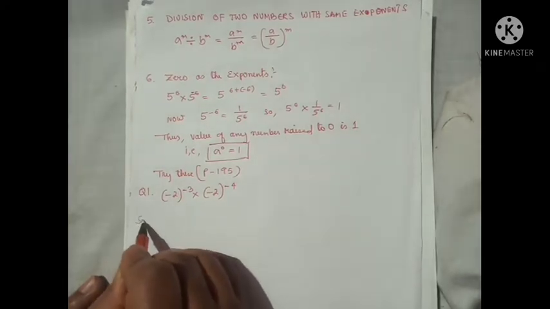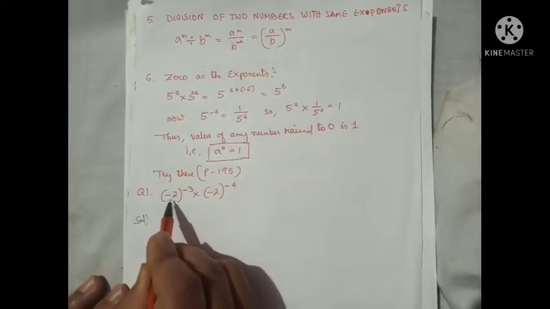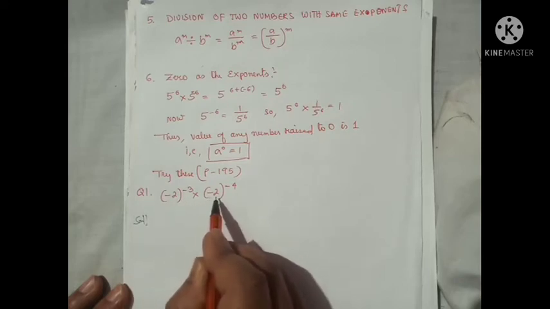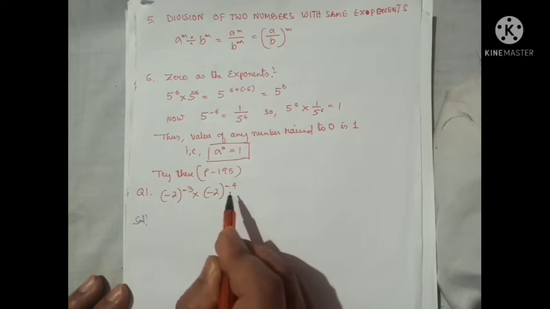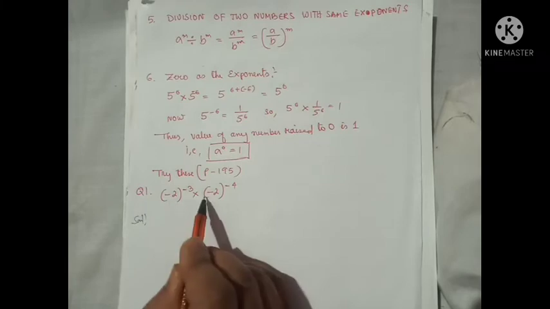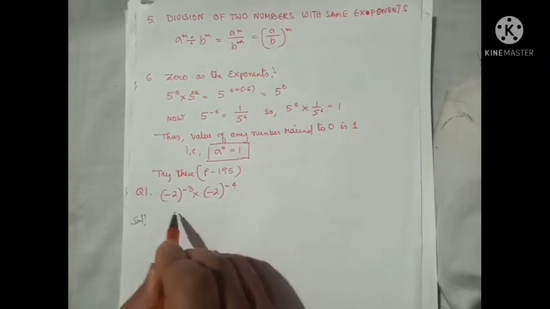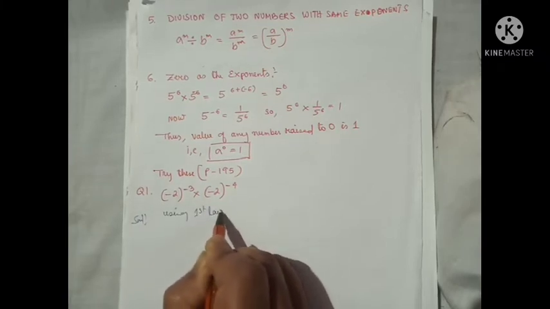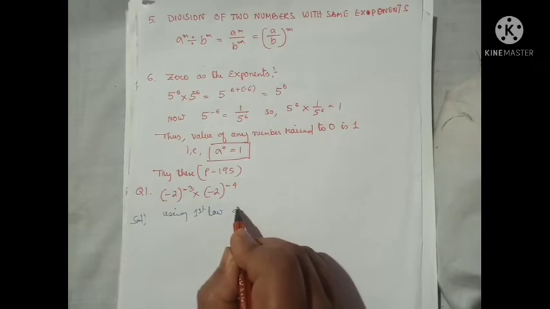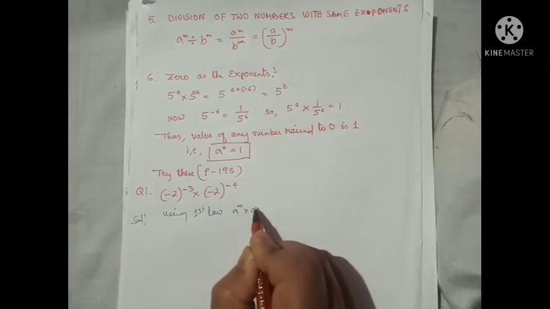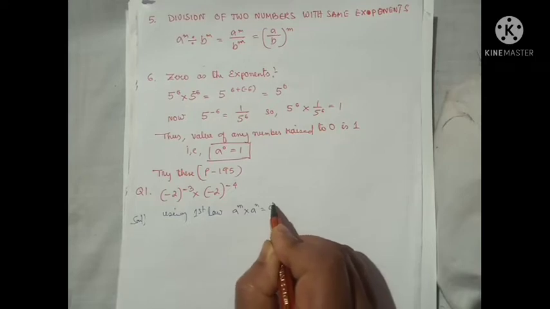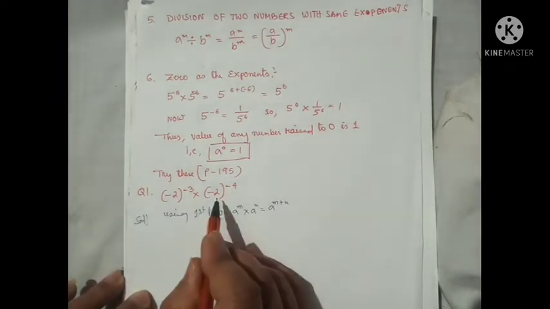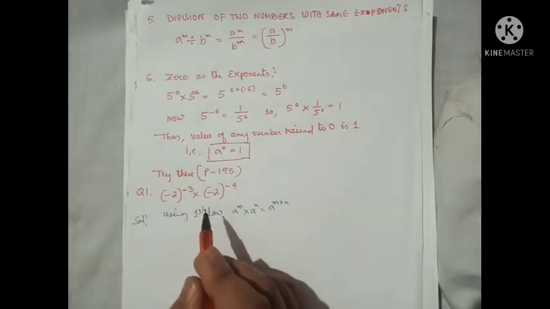Let's see. Let's calculate this. Here, minus 2 to the power minus 3 into minus 2 to the power minus 4. Here in this case we can see that the same base is there. So if the same base is there, we have to use the first law. First law: if the bases are equal, a to the power m into a to the power n, then what is the answer? If the bases are equal, then the powers should be added up. This is the first law, so we have to use the first law in this question. How are we going to use it?